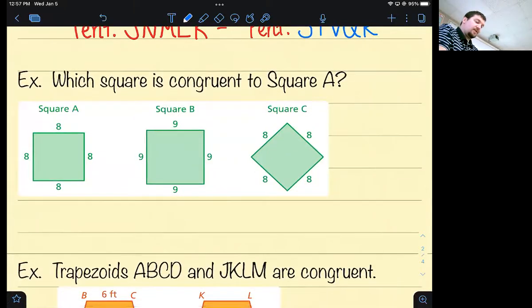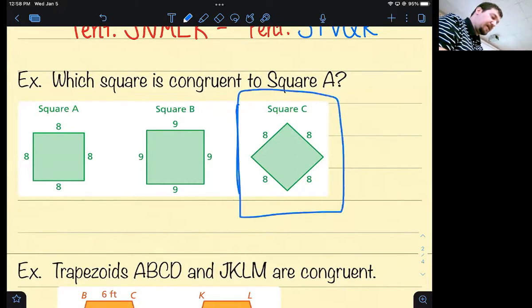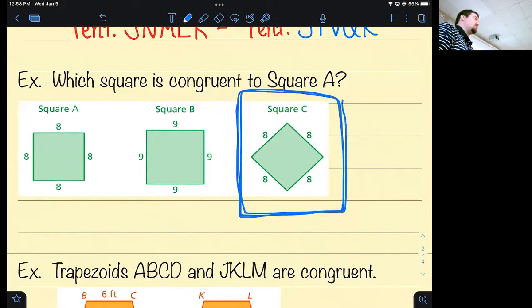So, which square is congruent to square A? Carter. Square C. Why do you say square C? Because it looks like it's been tilted. Does that make a difference? No, it's got the same sides. Exactly. Square C, even though it's been rotated, doesn't mean the shape has changed. To be congruent, you have to have the same shape and the same size, and you are correct. Square B has the same shape, but square B has a different size, and so it cannot be congruent. You would say they're similar, but not congruent. Same shape, different size.